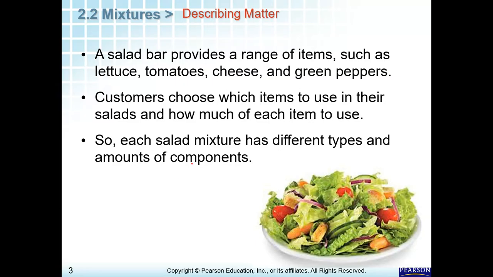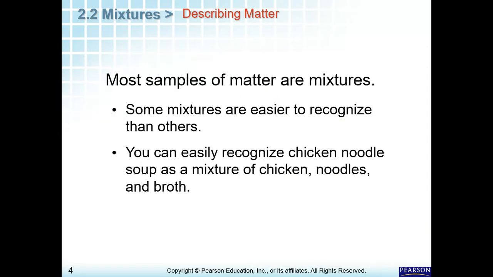So one thing to note about a salad is that there are different types and there are different amounts of each component, and that's the key thing. There's no longer a uniform composition or a fixed composition. The composition can change. One thing to note is that most samples of matter that we look at in the world are actually considered mixtures.